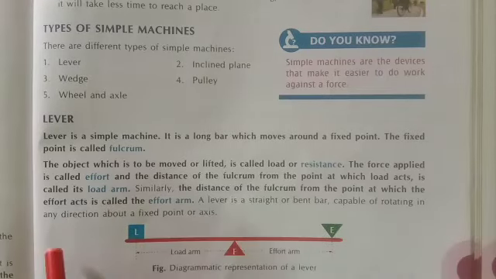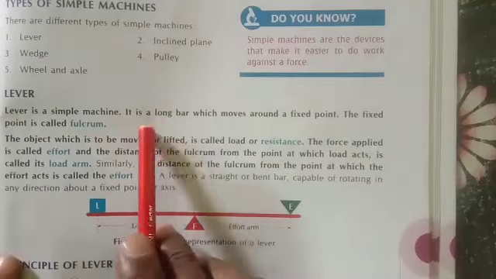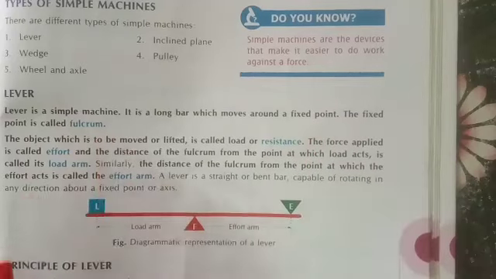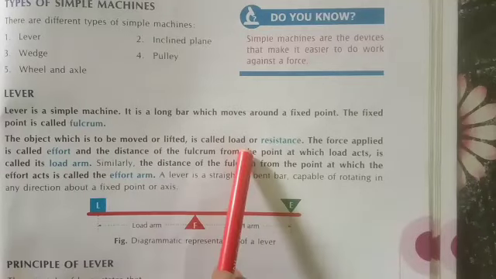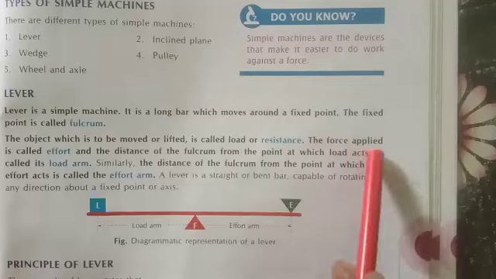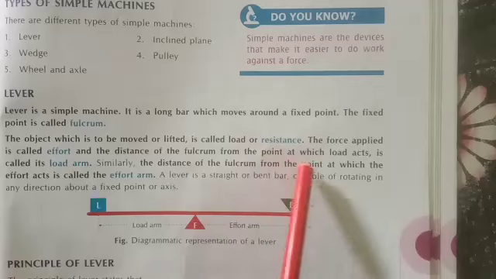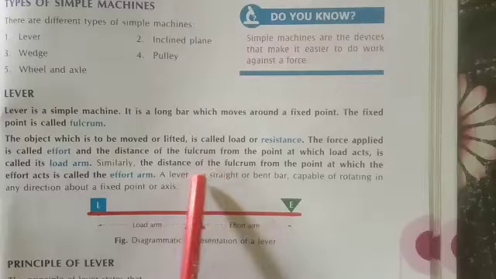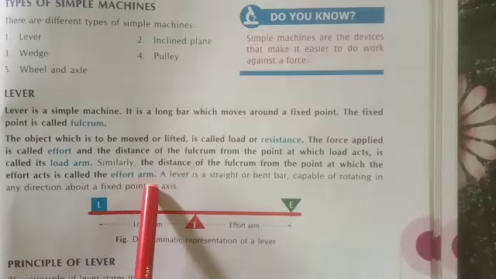The first point is lever. What is a lever? A lever is a simple machine. It is a long bar which moves around a fixed point. The fixed point is called the fulcrum. The object which is to be moved or lifted is called the load or resistance. The force applied is called effort. The distance of the fulcrum from the point at which the load acts is called the load arm. Similarly, the distance of the fulcrum from the point at which the effort acts is called the effort arm.